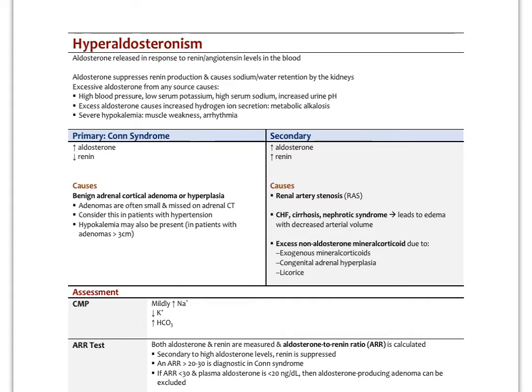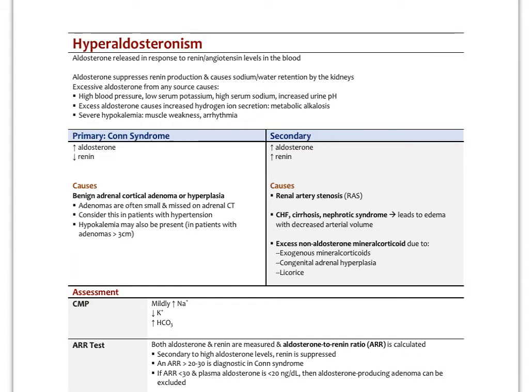Just want to say a few words about a couple of other adrenal issues we haven't discussed yet. One is hyperaldosteronism. And aldosterone, again, is released in response to the angiotensin II levels in the blood. And what aldosterone is going to do is suppress renin production. It's going to cause sodium and water retention in the kidneys.